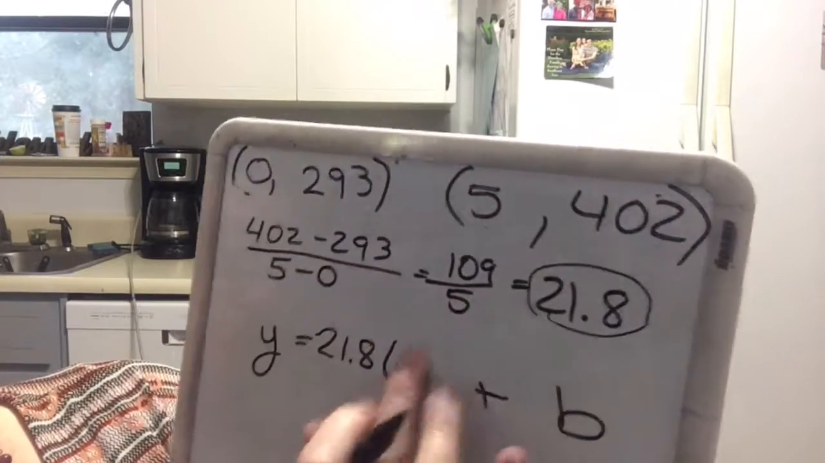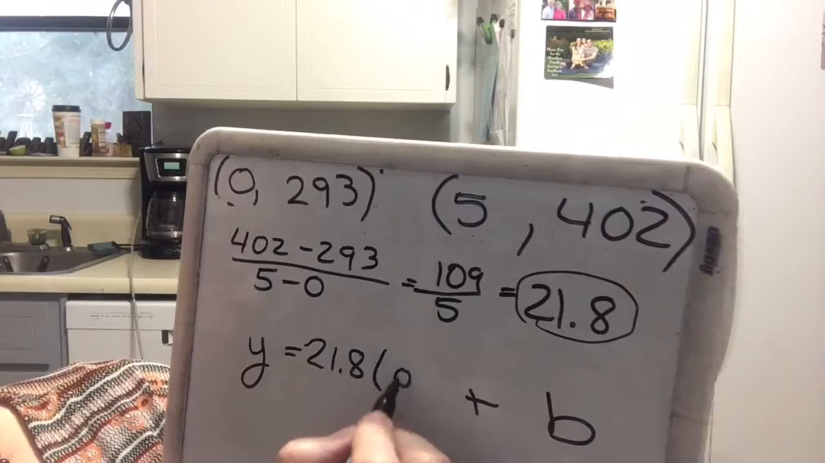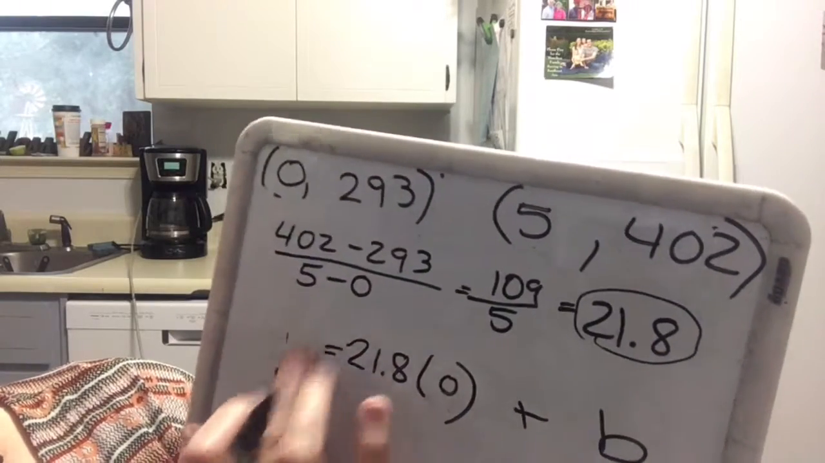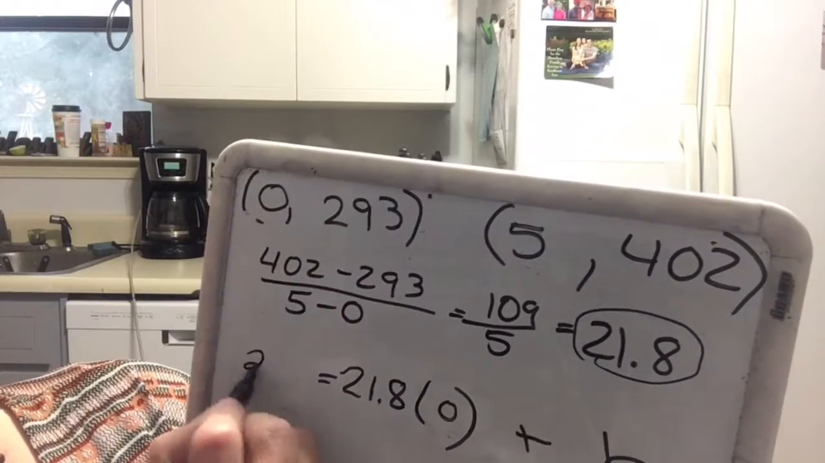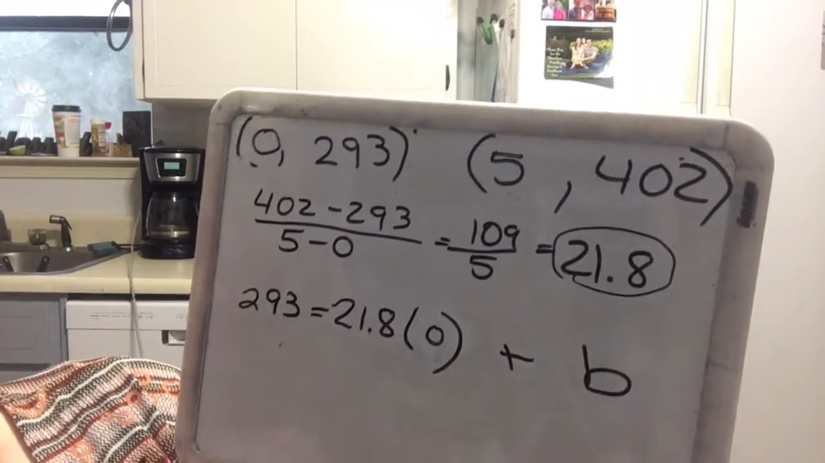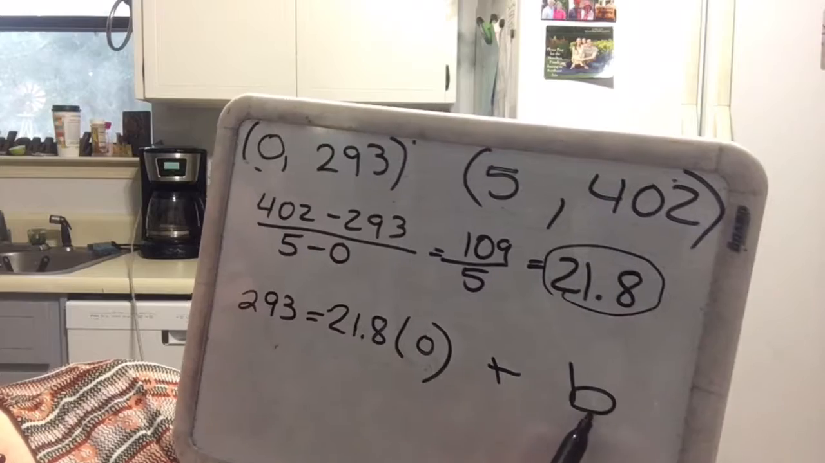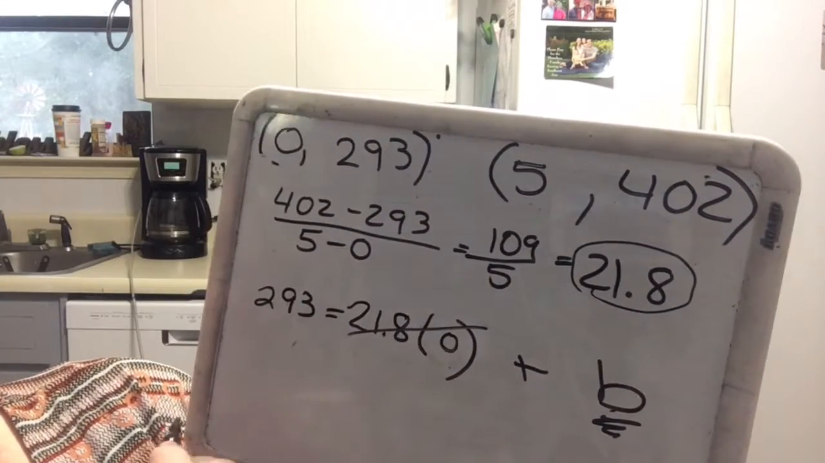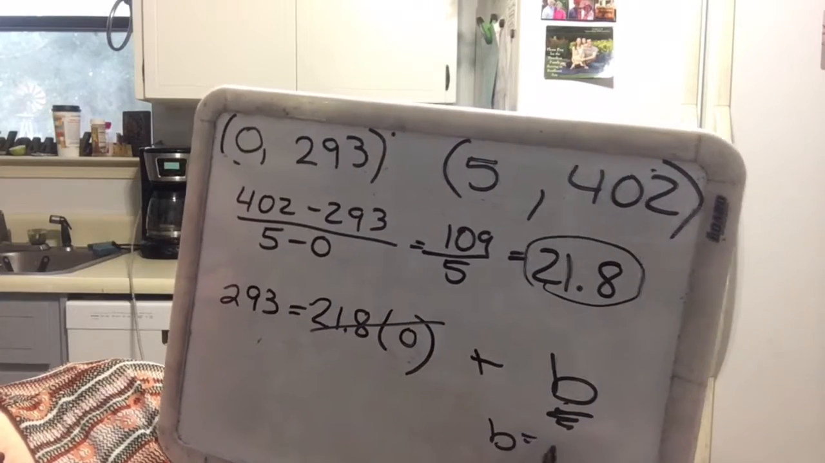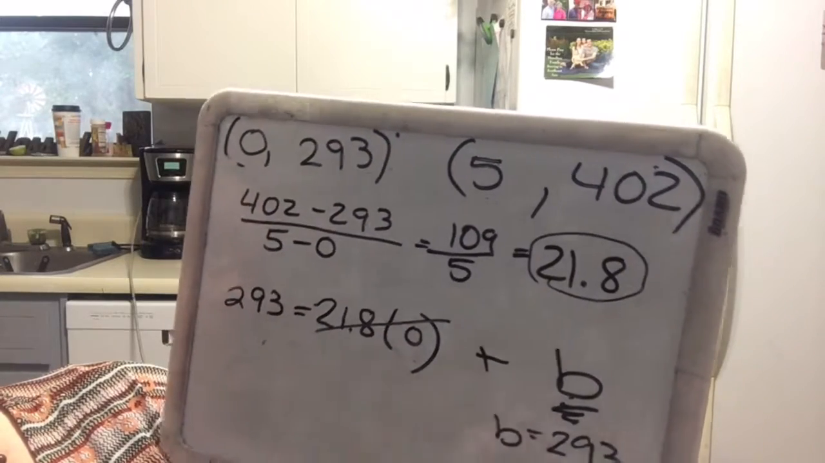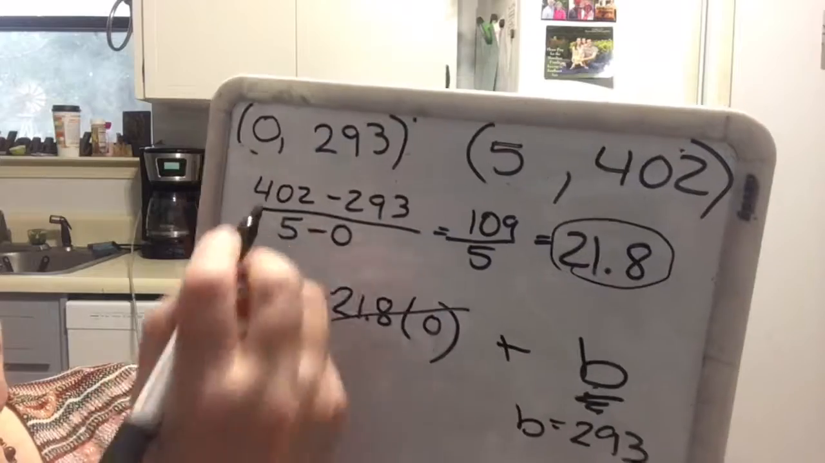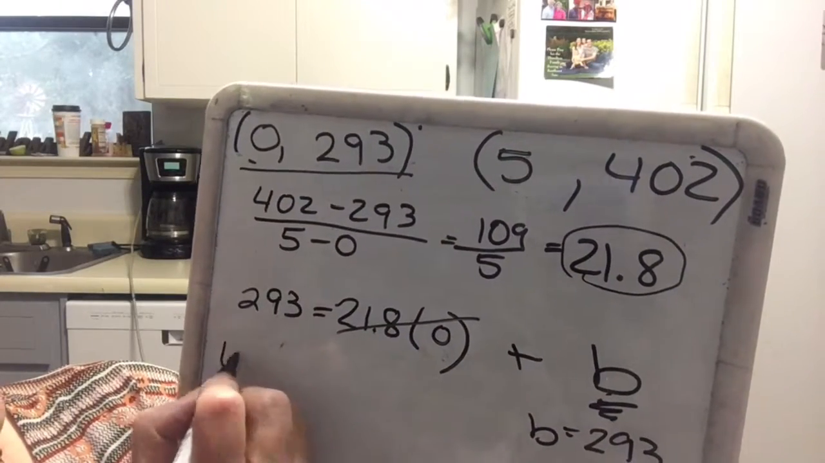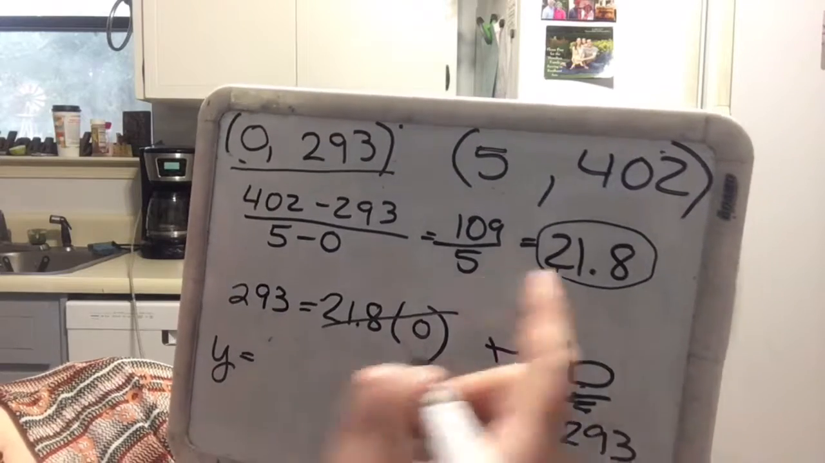Our x is 0. Okay, and then we're going to put in our y, which is 293. All right, so now we're going to calculate out our b, and of course this one's going to go to 0, so we're going to get b is equal to 293, which is what we should have gotten because this is just a y-intercept.